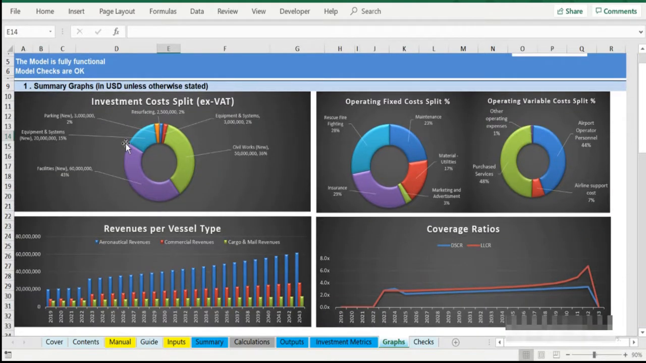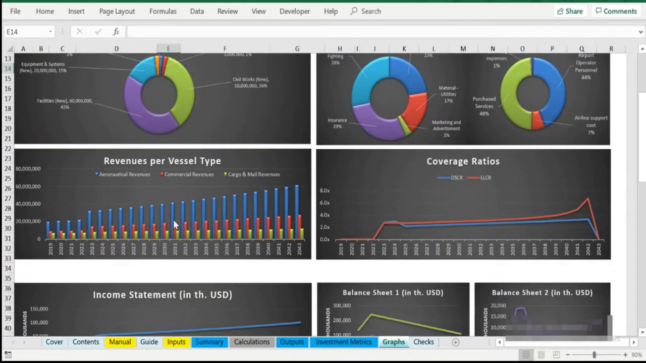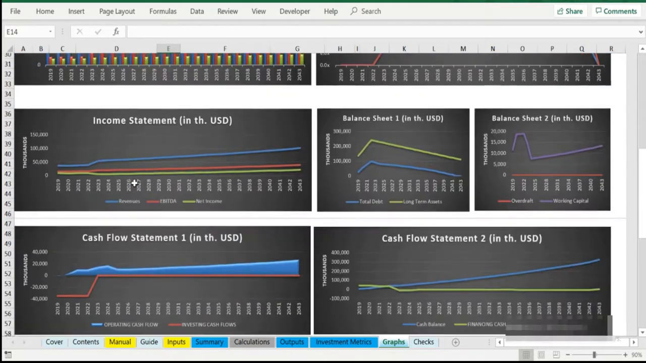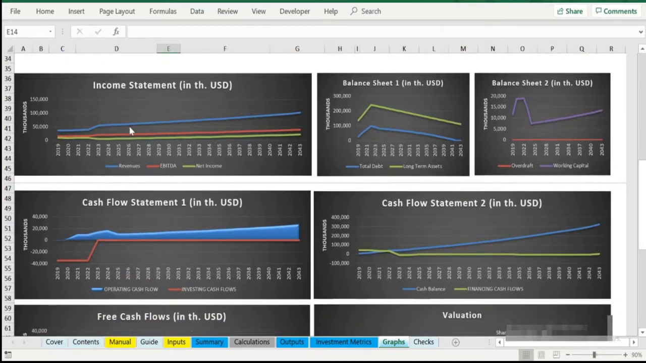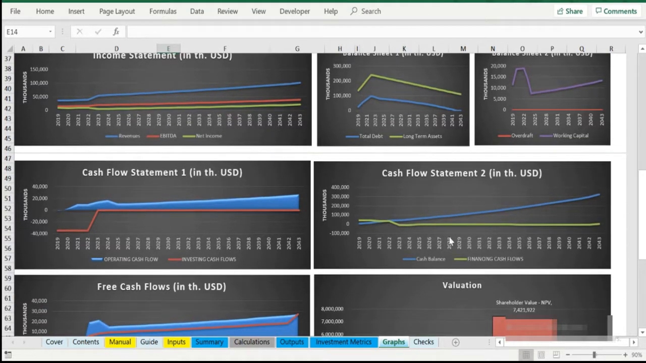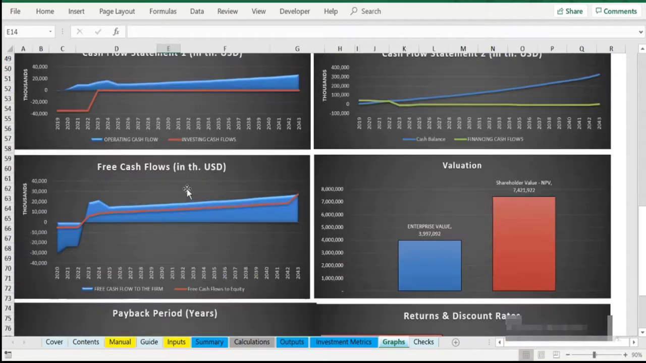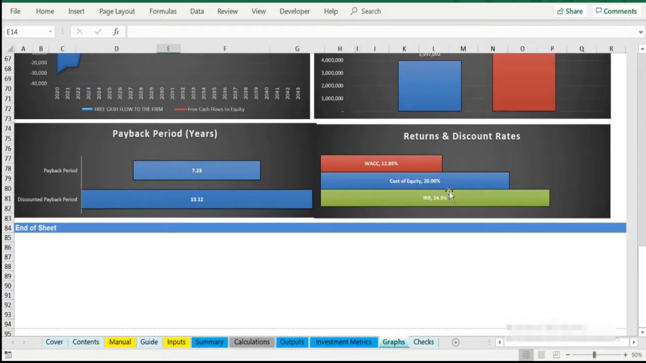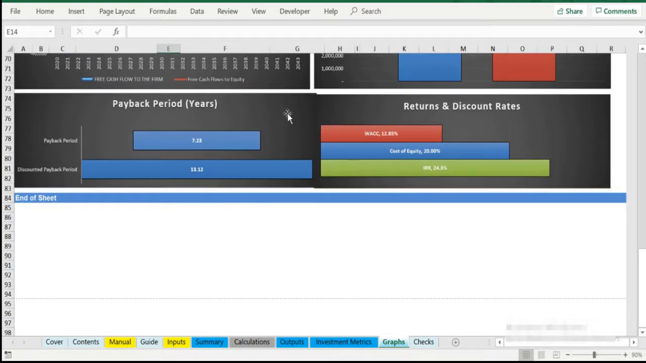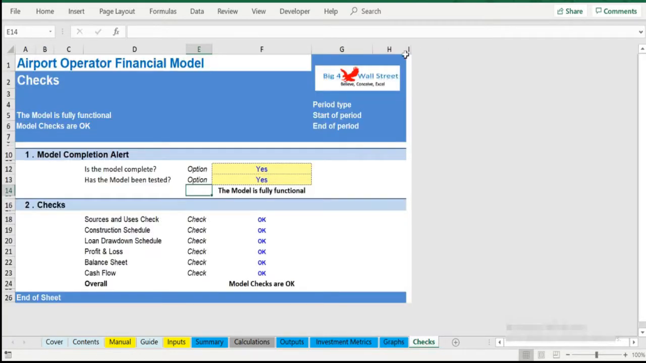In the graphs tab, various graphs present the investment and operating costs, the revenues, and the banking ratios, DSCR and LLCR. Then multiple charts present the performance of the project from revenues to bottom line along with debt, assets, working capital, and cash flows, which results in a valuation on a project basis as well as on an equity basis, together with the internal rate of return of the project and payback period metrics.